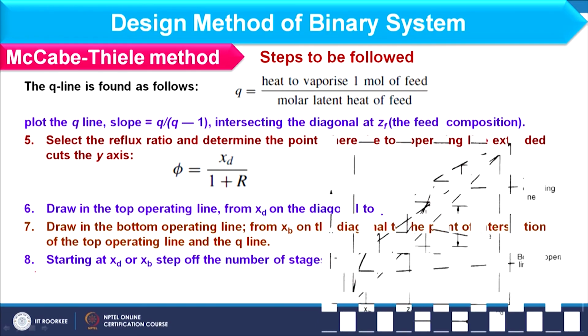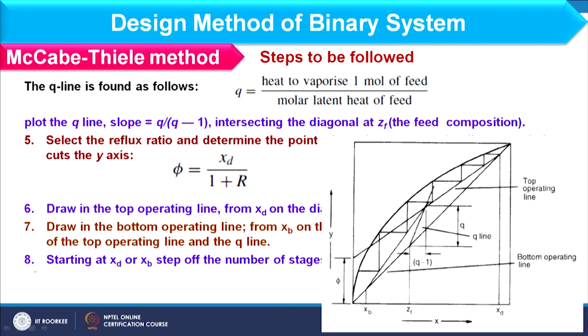Okay. So, you can see this graph where this is basically the top operating line, that is xd. So, from here to here you can draw the line wherever it will cut the Q line, and from xb to that point we can draw the line, and you can see from xd to xb we keep on stepping. Okay. And in this way we can find the number of stages. So, in this way you can use the McCabe-Thiele method to find the number of stages for a binary system.